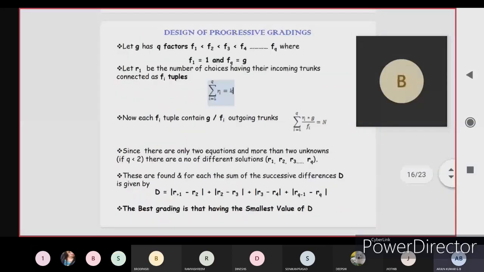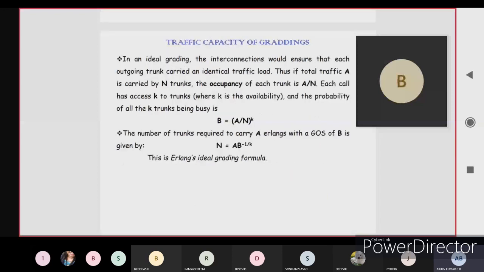Traffic load. Okay, clear? Identical means specified traffic load, in, suppose, ideal grading. Thus, if total traffic A is carried by n trunks, the occupancy of each trunk will be A by n. Occupancy is nothing but how many lines are interconnected during a particular time. Suppose the total traffic is A, then the occupancy of each trunk should be A by n.